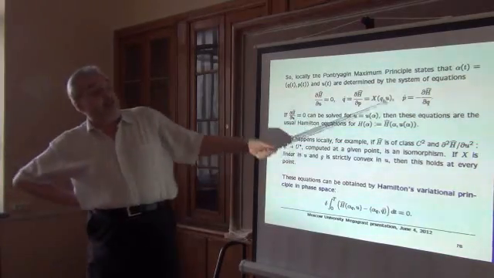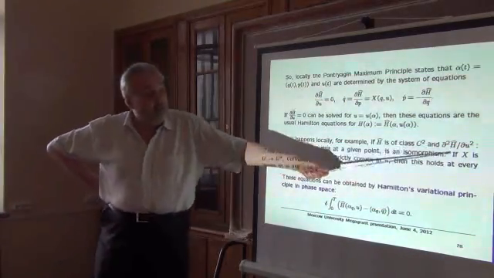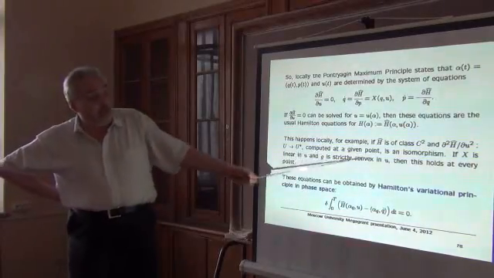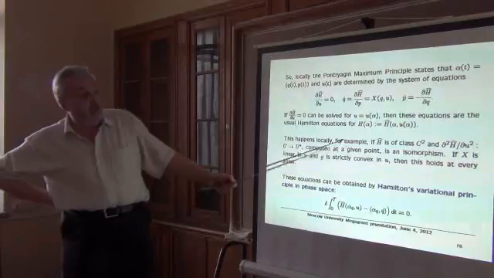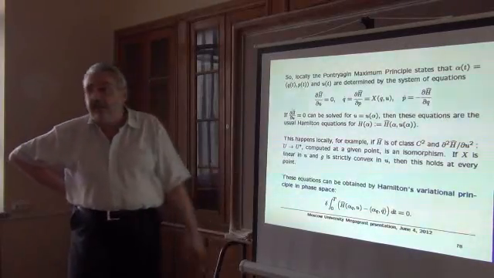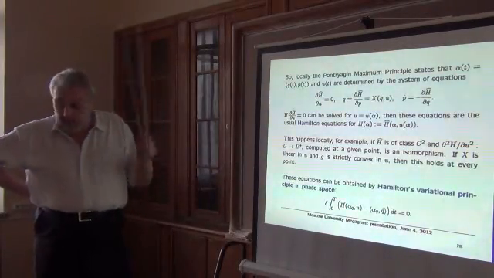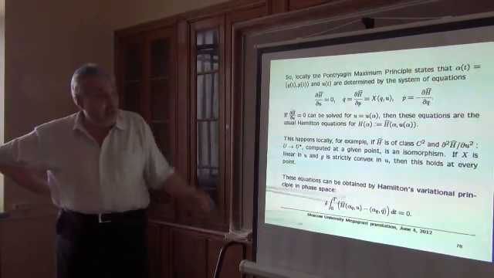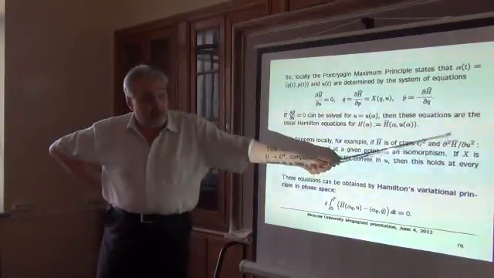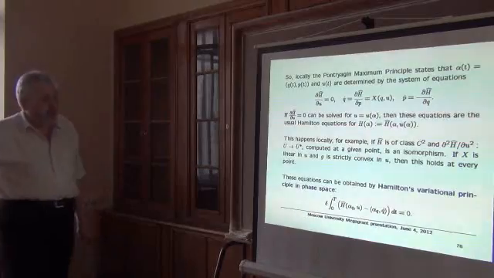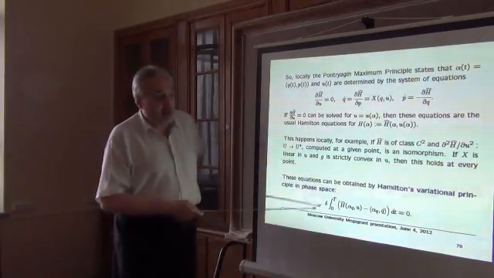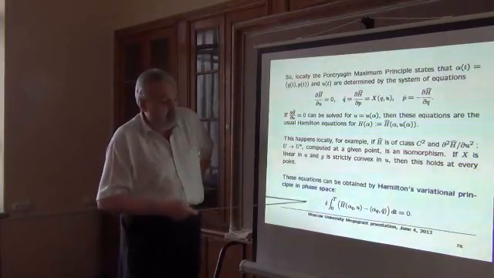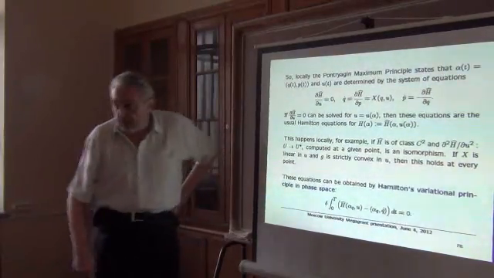This happens locally, for example, if H hat is of class C2, the second variation computed at the given point is an isomorphism, and if X is linear and G is strictly convex, then these things are guaranteed. Linear controls are common, fortunately. Where you get to go wrong is here. Of course, once you have this, these equations can be obtained because they're Hamilton's equations, by Hamilton's variational principle.